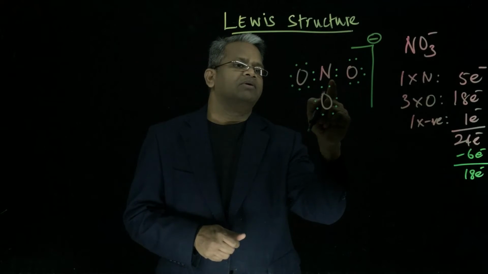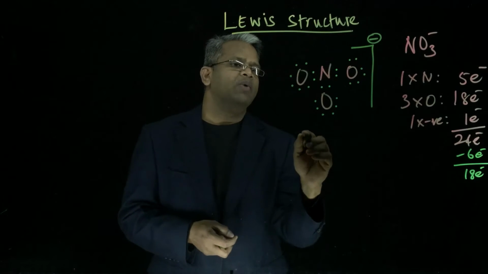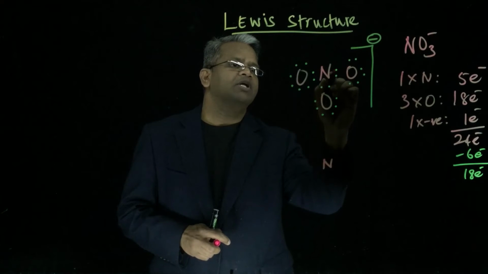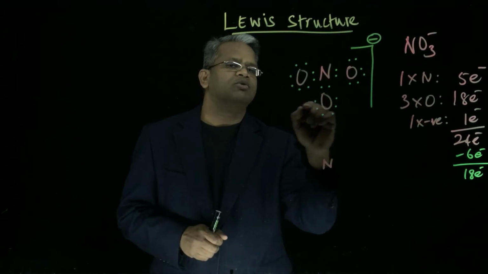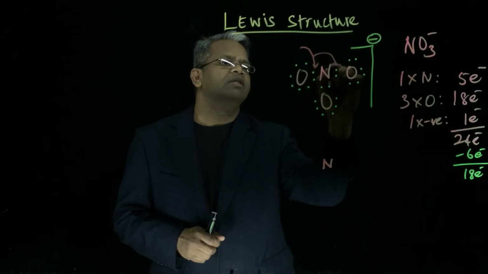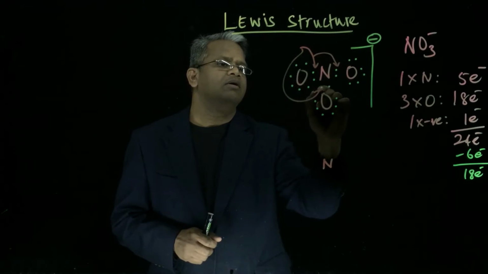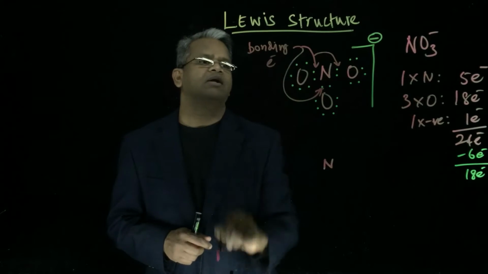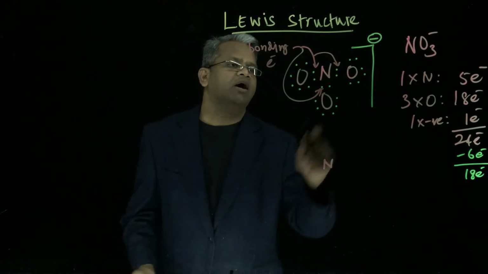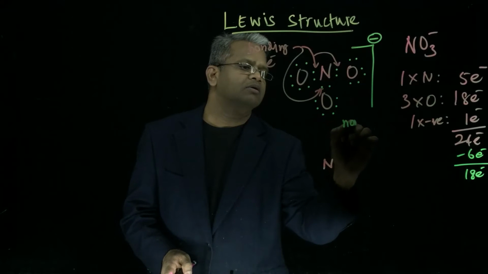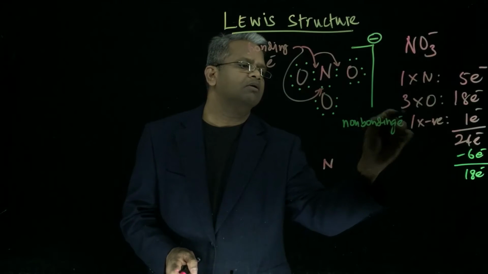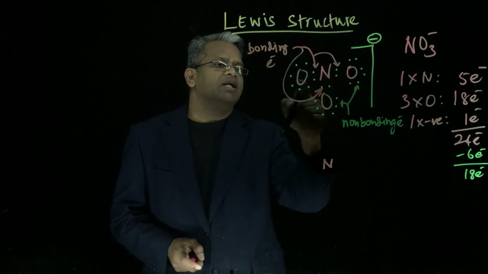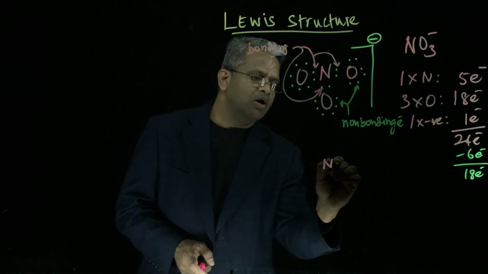Now, we have to convert this structure in a way we can simplify it. So I'm going to draw the nitrogen in the middle as such, and then I'm going to convert the bonding pairs into a single bond. These 3 pairs of electrons are called bonding pairs, bonding electrons. And these other pairs around the oxygen atom, these are all non-bonding electrons. So with the bonding electrons between the atoms, we can change that into a single bond.